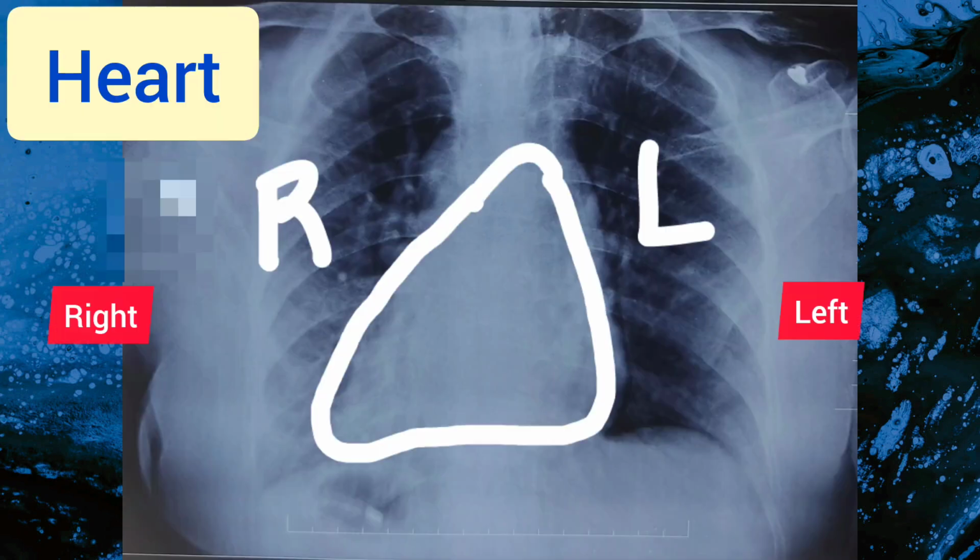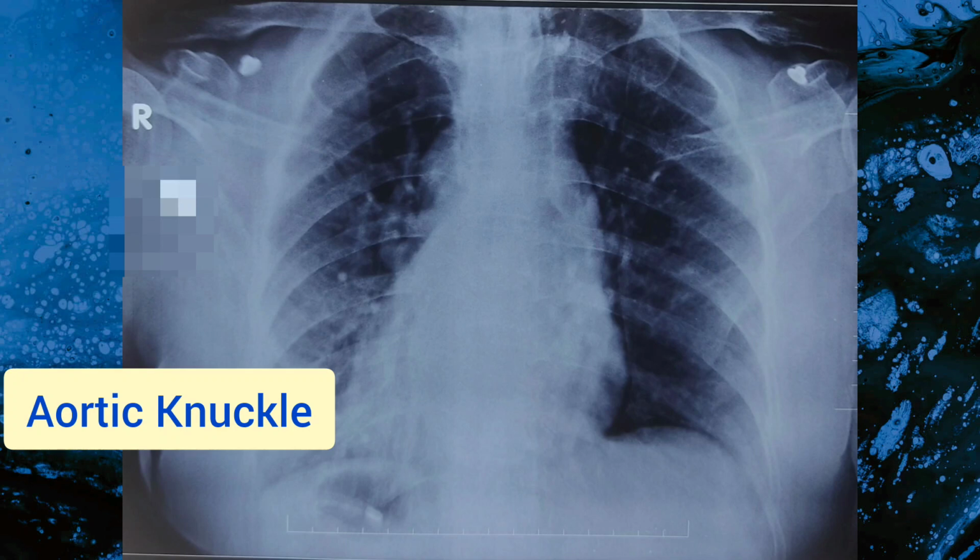This is an X-ray of a patient with situs inversus and dextrocardia. Here we can see that the heart is positioned on the right side of the chest cavity. This is further verified by the position of the aortic knuckle on the right side instead of the left side.